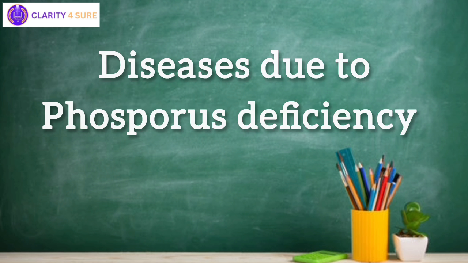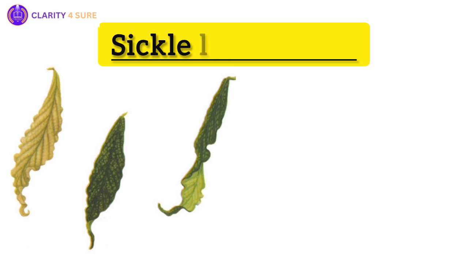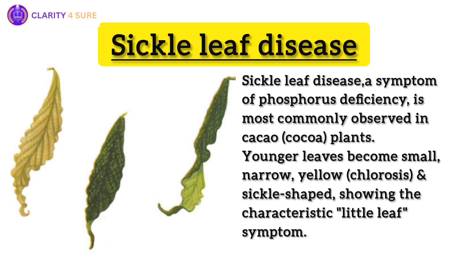Now we are going to discuss deficiencies caused due to phosphorus. Sickle leaf disease in cocoa is a symptom of phosphorus deficiency in which chlorosis, that is yellowing of leaves, occurs. There is mottling, crinkling and leaf malformation. Narrow sickle-shaped leaves can lead to premature defoliation and dieback. Deficiency can also be a cause of sickle leaf disease in cocoa.